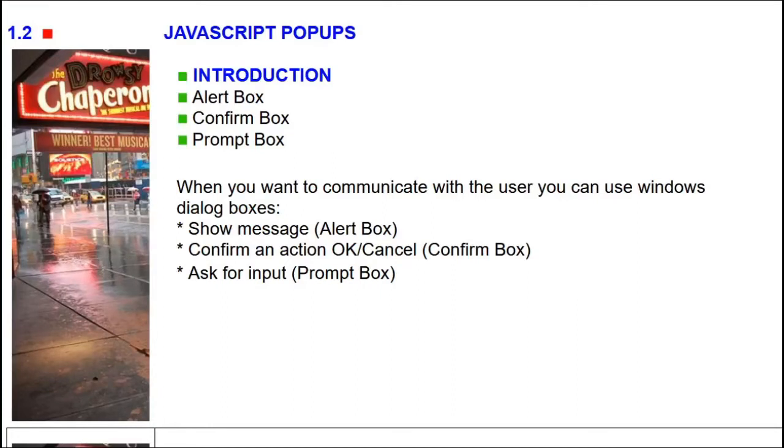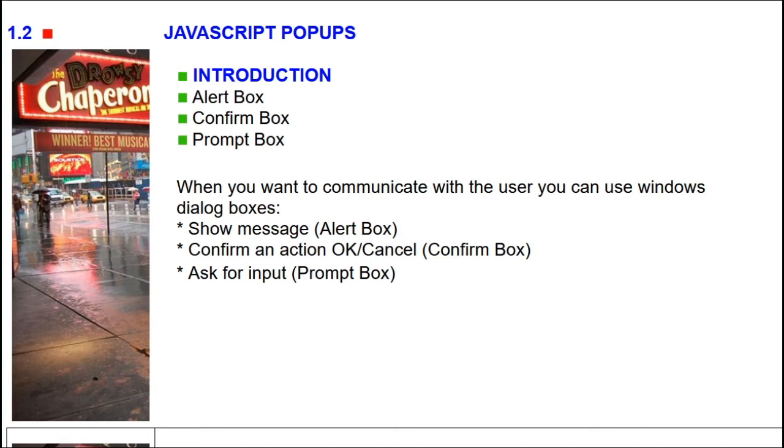Okay, in this section we're going to look at JavaScript pop-ups. Pop-ups are basically Windows dialog boxes that pop up and give the user a message. For example, it can give you a message, or ask you to make a choice like OK, cancel. For example, you may be printing something and you can say OK to print or cancel to not print. Or you can ask the user for some piece of information, like their name, their password, and whatever information you want.